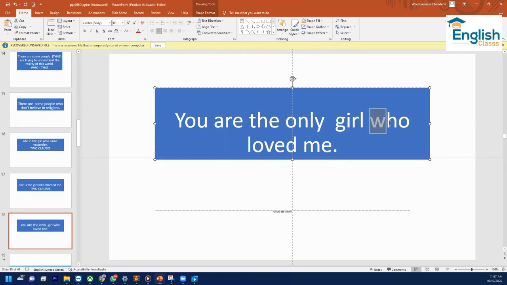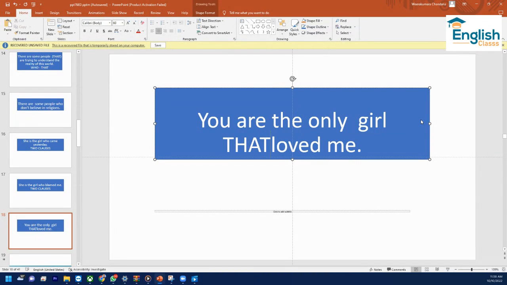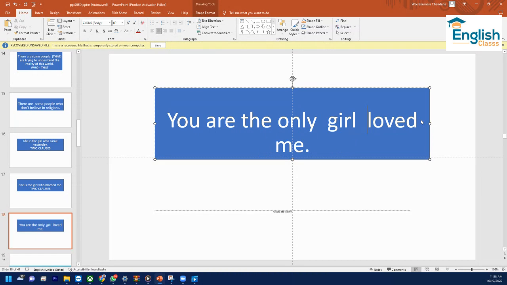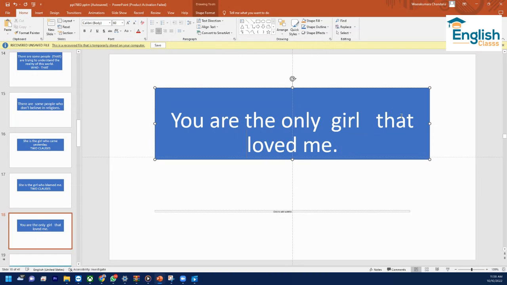If you want, you can use that instead of who. You are the only girl that loved me. Here in this sentence, the relative clause is that loved me. We give more information about the girl by using the relative clause.